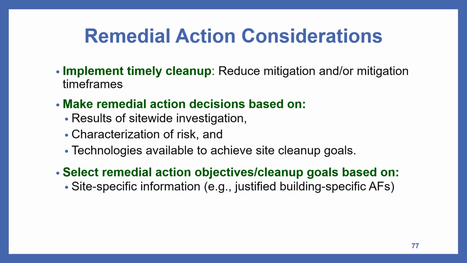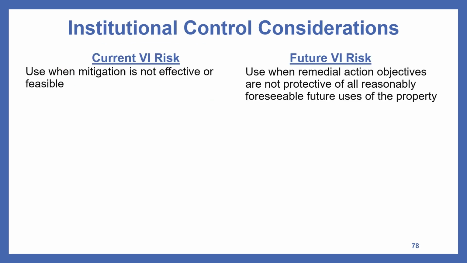Okay, lastly, let's go over the considerations for institutional controls used as the risk management option to address either current or future VI risk. So in the case of current VI risk, institutional controls can be used when mitigation is not effective or feasible at addressing a current indoor air exposure. In the case of future VI risk, institutional controls can be used when remedial action objectives are not protective of all reasonably foreseeable future uses of the property.